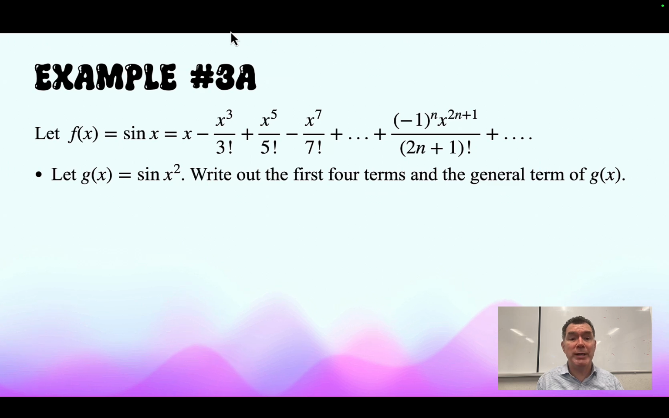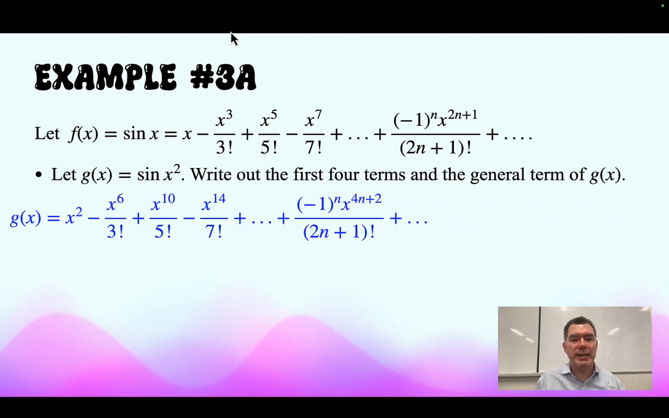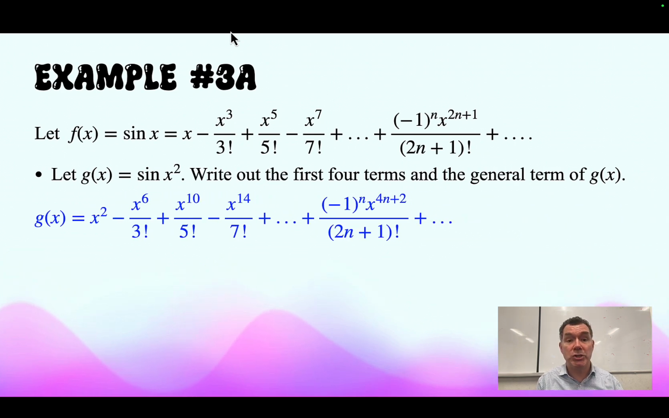Moving on to a different one, now we're going to use the Maclaurin series for sine of x, as I've shown it to you there. You should be familiar with that one. Now we're going to define a different function g as the sine of x squared. So just like I did with the 2x, I'm going to replace every x in the original function with x squared. So x becomes x squared, x cubed over 3 factorial becomes x to the 6 over 3 factorial, and so on. Every exponent doubles.